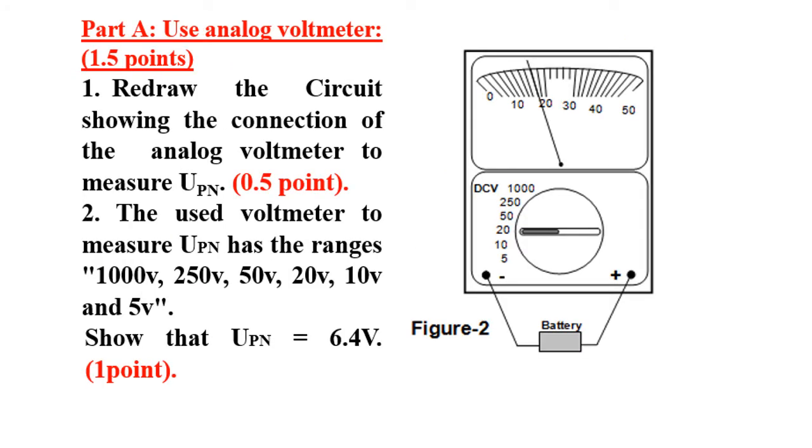Part A. Using analog voltmeter. Part 1. You should redraw the circuit shown and showing the connection of the analog voltmeter to measure the voltage UPN across the generator. Part 2. The used voltmeter to measure UPN has these ranges. Show that UPN equals 6.4 volts.